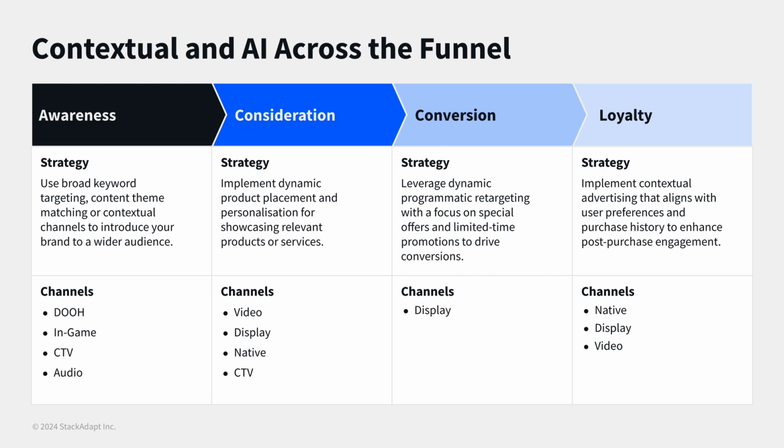And when we arrive at the loyalty stage, what we really want is to retain our users. So what we can do is use contextual targeting to leverage complementary products to what the user has previously bought in the past. And then AI can support us by analyzing customer behavior or feedback to identify areas for improvement. The channels that we suggest are native, display, and video.